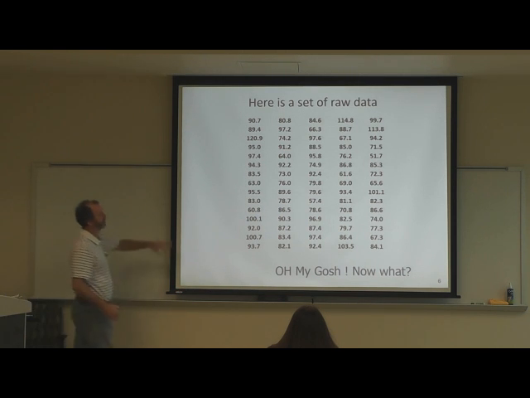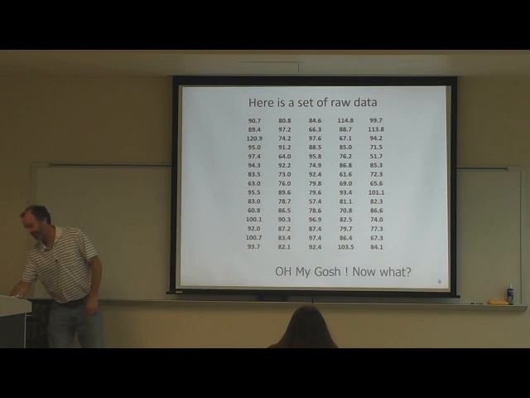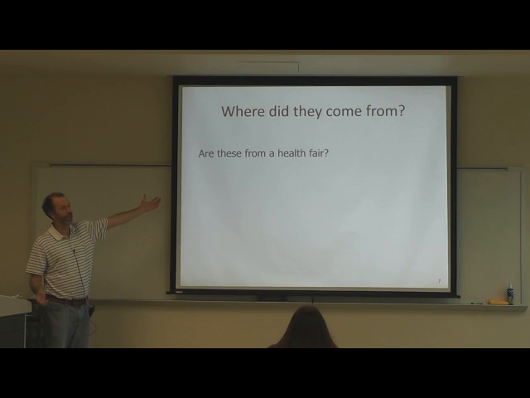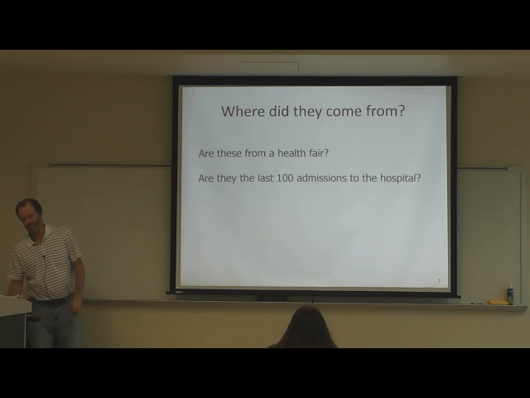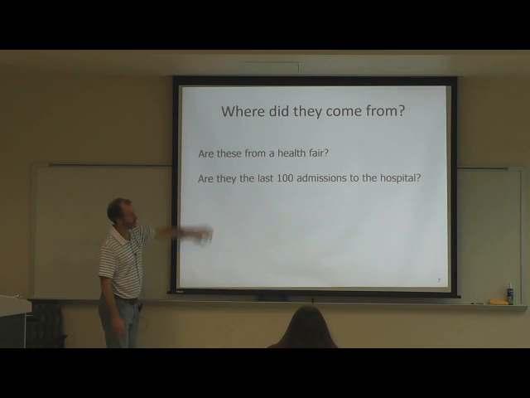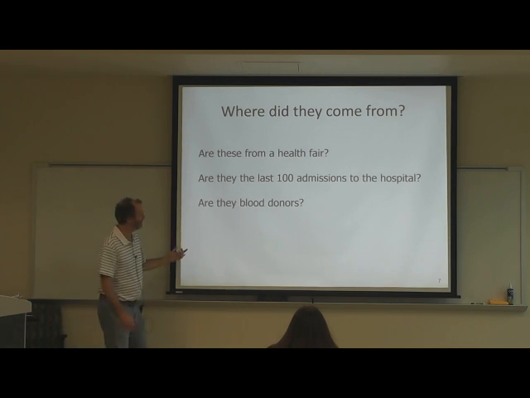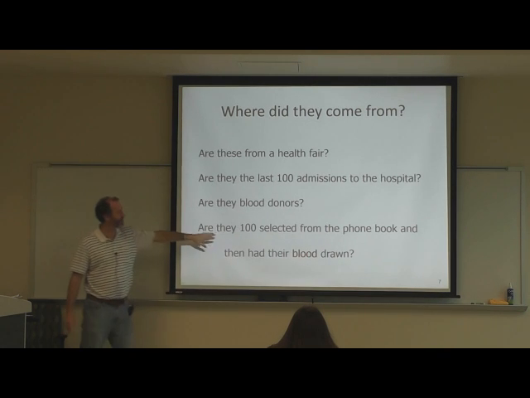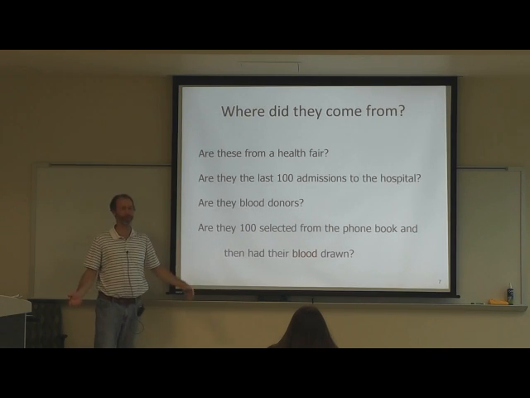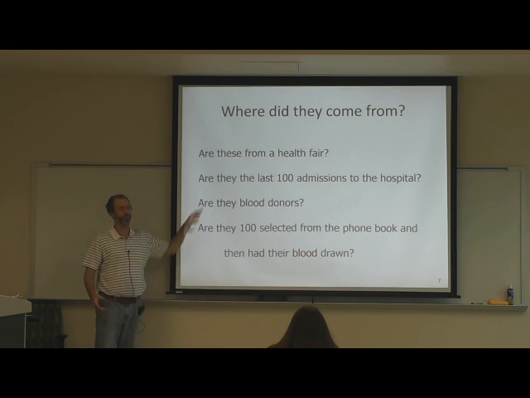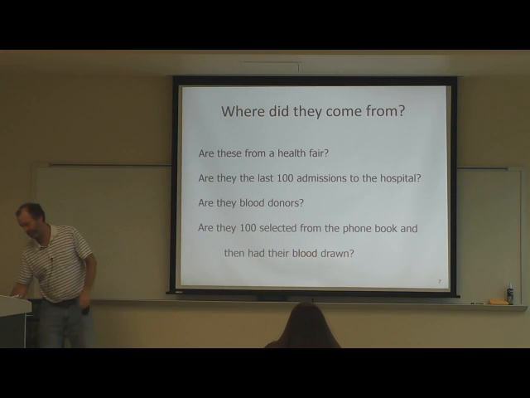So the first thing you need for this kind of data is some kind of descriptors, right? Are these from a health fair? Are they the last 100 admissions at a hospital? Are they blood donors? Are they 100 selected from the phone book and then had their blood drawn? So where did they come from? Some kind of descriptor so you know what that data means, right?